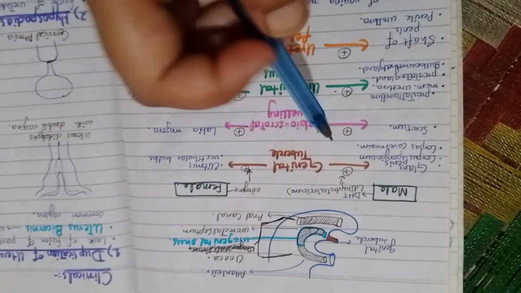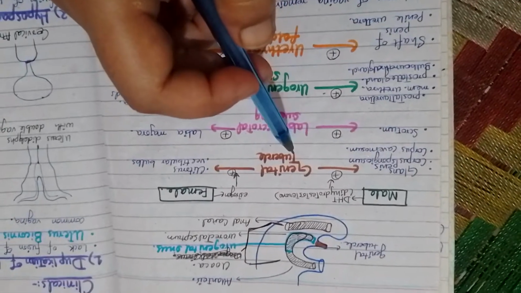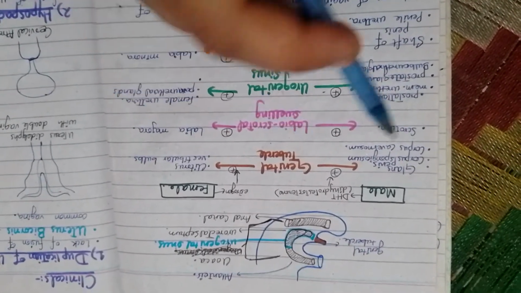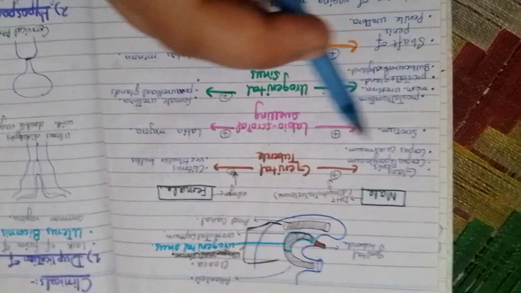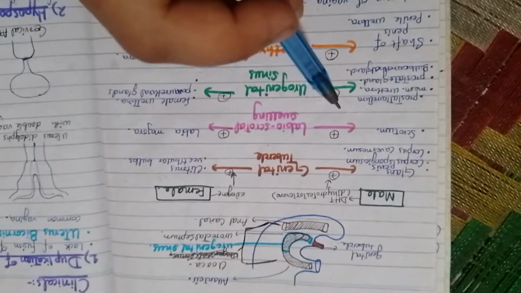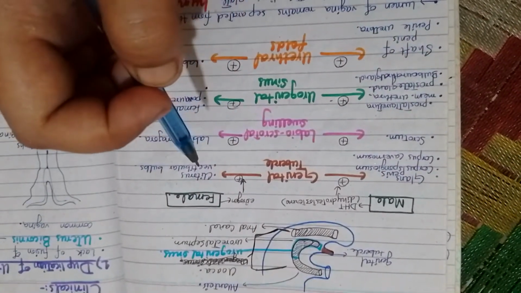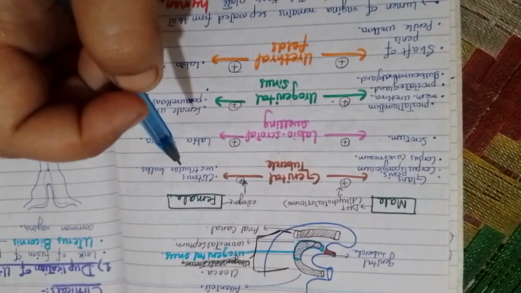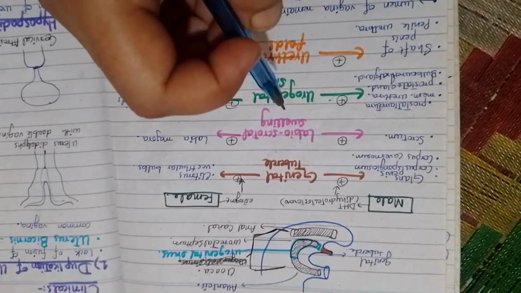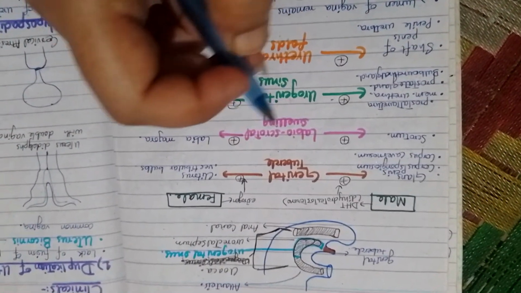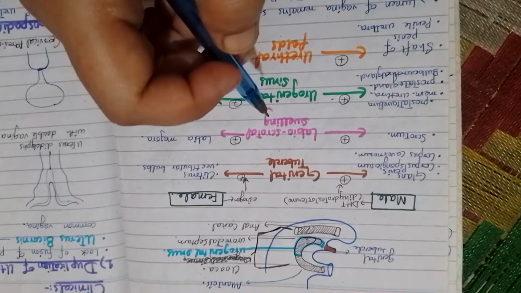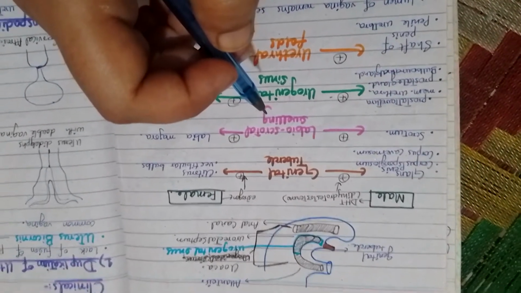So in males, the genital tubercle forms glans penis, corpus spongiosum, and corpus cavernosum. In females, the genital tubercle forms clitoris and vestibular bulbs. In males, labioscrotal swelling, as the name indicates, forms the scrotum, and in females it forms the labia majora.